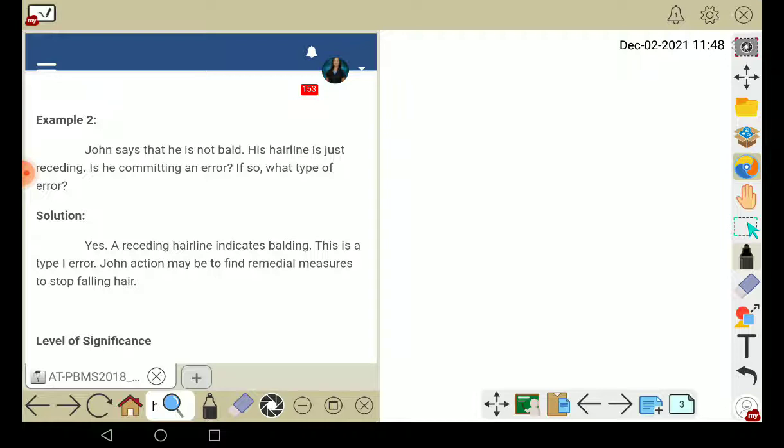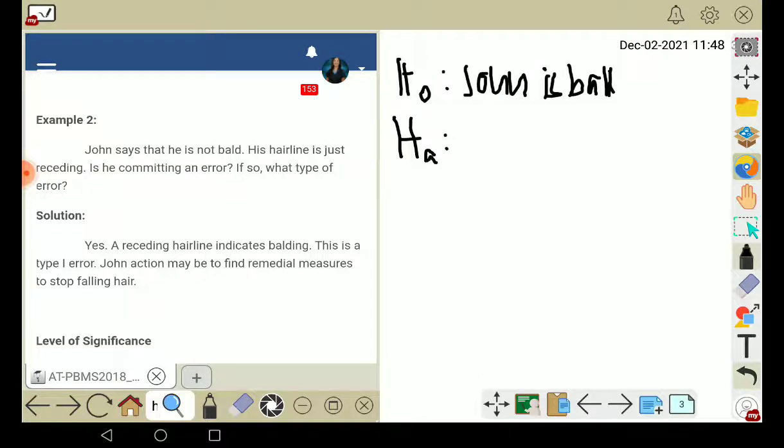The question is, what type of error is John committing? Of course, our null hypothesis here is that John is actually bald. But he is in denial, he just makes an excuse, and he is not accepting our null hypothesis. Your null here is John is bald, and your alternative is John is not bald.